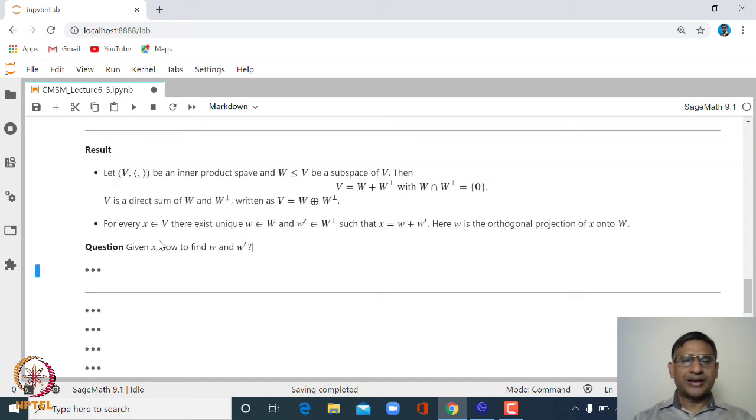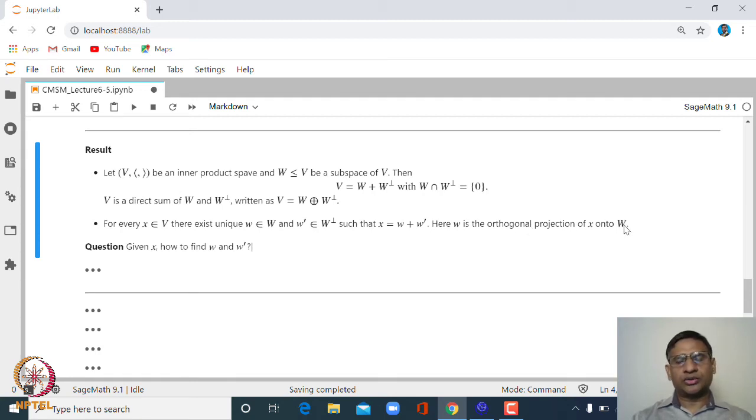Okay, and this also means that if I take any vector X, then you can find a vector W in capital W and W dash in capital W perp, such that X is W plus W dash, and this W and W dash are unique. So here W is known as the orthogonal projection of X onto W.